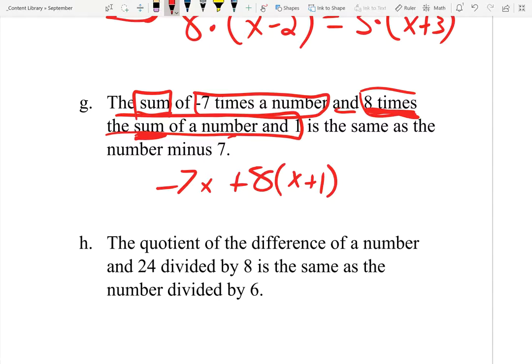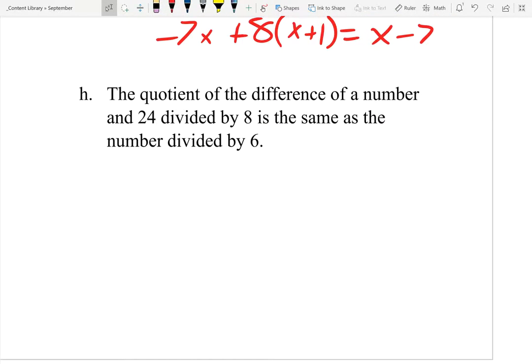So you see how we did that? We kind of have an inception thing going on, expressions inside expressions. It's crazy. But we have all of that: -7 times a number plus 8 times the sum of a number and 1. So 8 times x plus 1 is the same as, so equal to, the number minus 7. So the number, call it x minus 7.